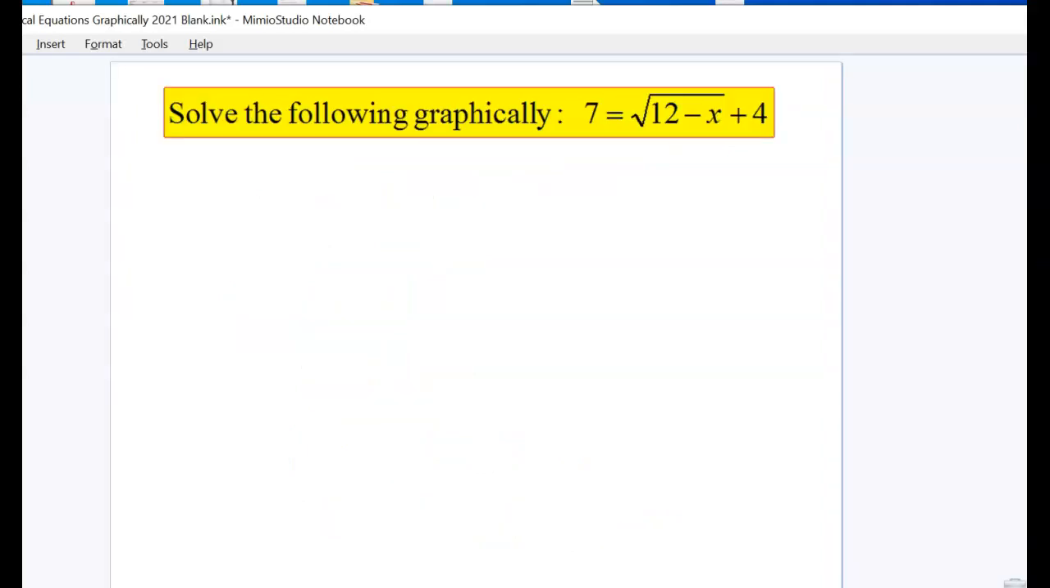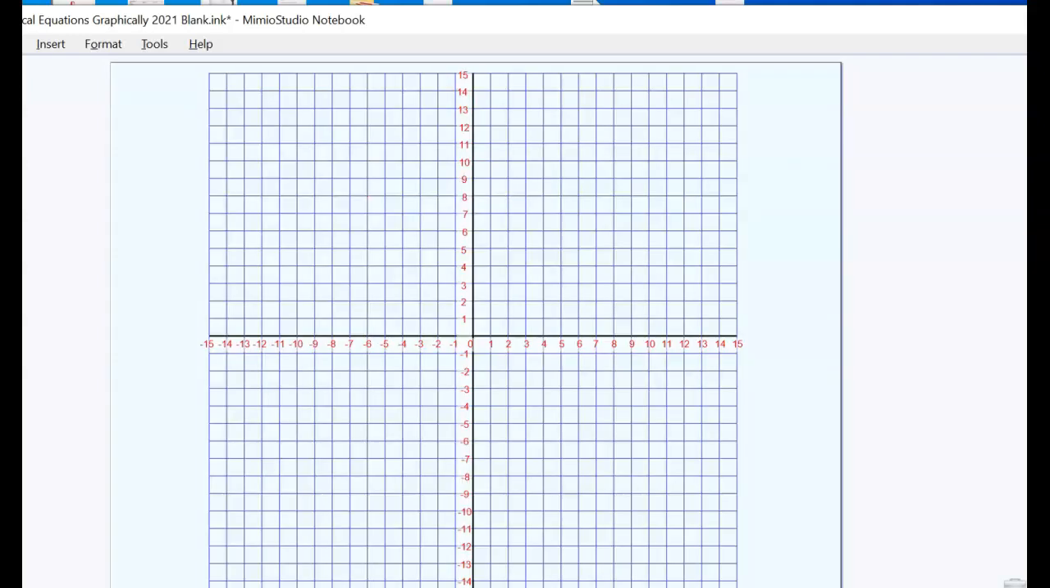All right, we also might be asked to solve this graphically, and there's a number of ways you can do it, but the easiest way to solve this one graphically might be to, again, isolate your radical. So I'm going to get 3 is equal to the square root of 12 minus x. Now you're going to graph y equals 3 as one equation, and the square root of 12 minus x as another equation. Graphing y equals 3 is pretty straightforward. It's just going to be a horizontal line at 3.